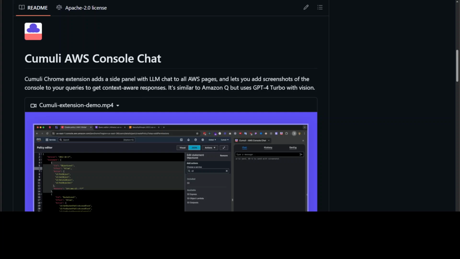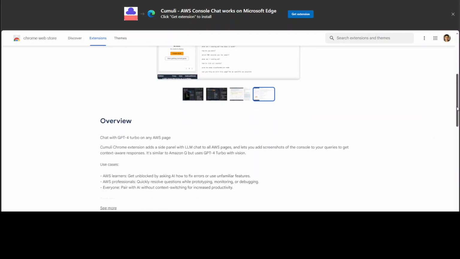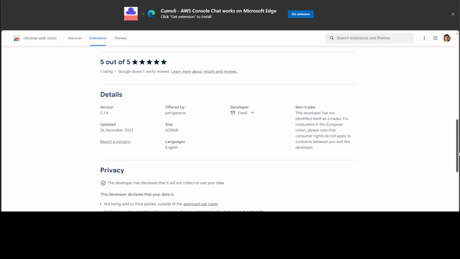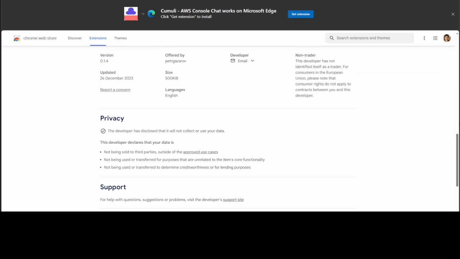Another difference which I can tell you for sure is that Cumuli doesn't get integrated with other AWS services, whereas you can integrate Amazon Q with other services of AWS. Let me show you. This is a GitHub repo which is open source, thankfully. And if you go to the extension page of Cumuli in the Chrome Web Store, you can see a lot of other information. There are some reviews too, and you can read about it.